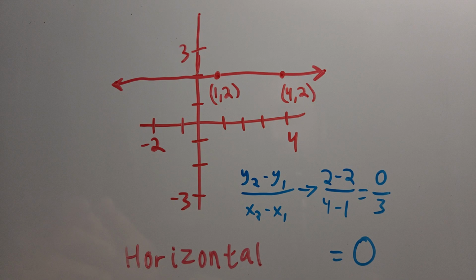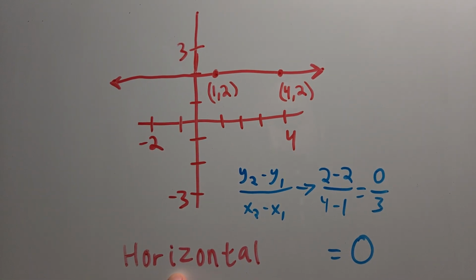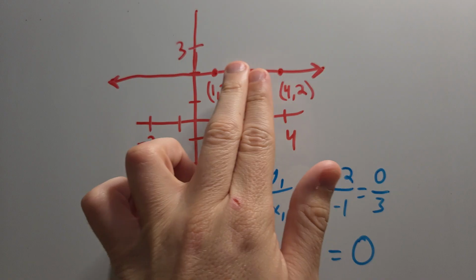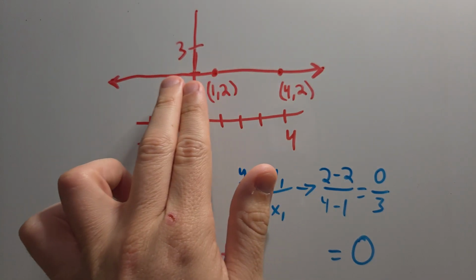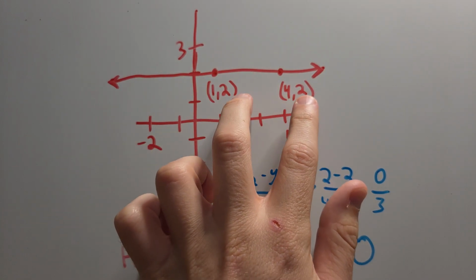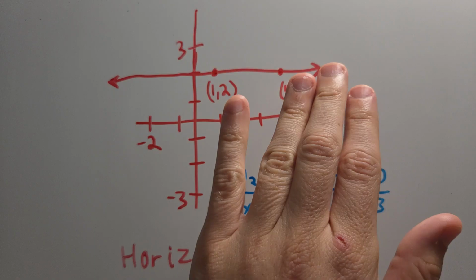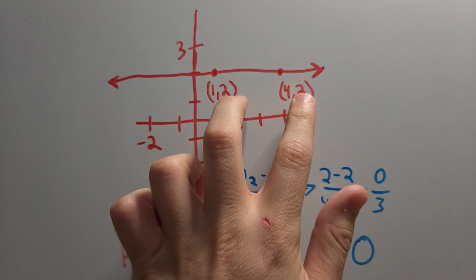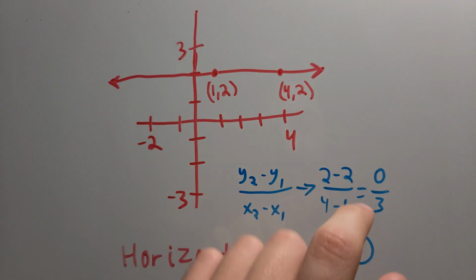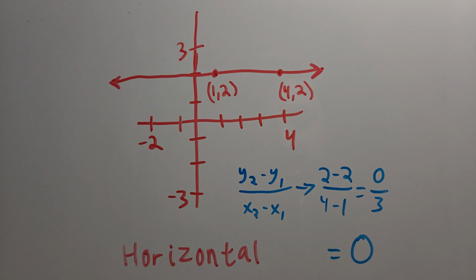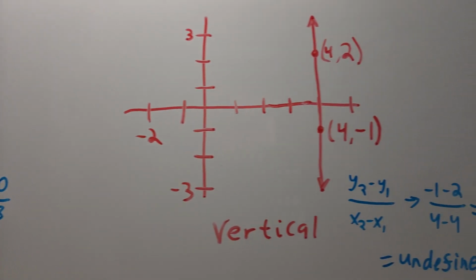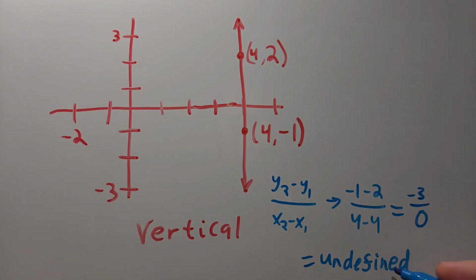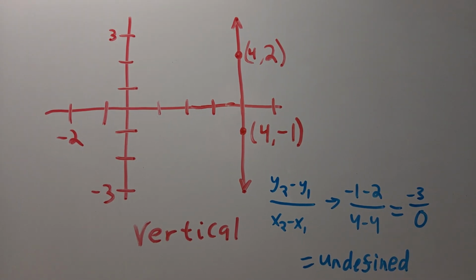Versus horizontal lines. When they go from left to right, they will pass through some specific value on the y-axis, meaning they'll have the same y value consistently on that line. It's okay for your numerator to be 0. That gives you a 0 slope. You just cannot ever divide by 0, because in this case, you have an undefined slope.